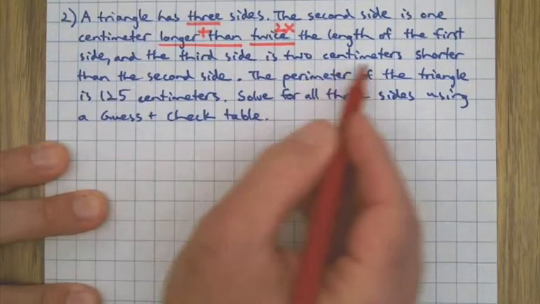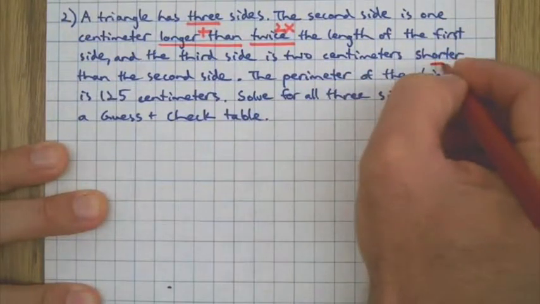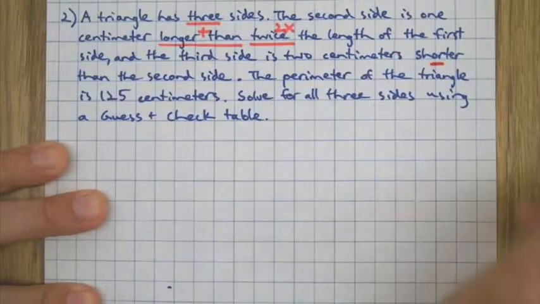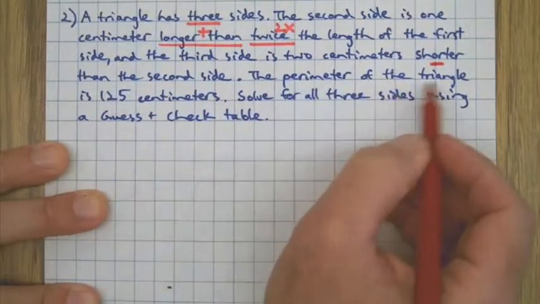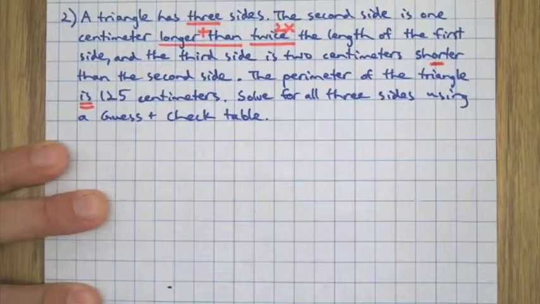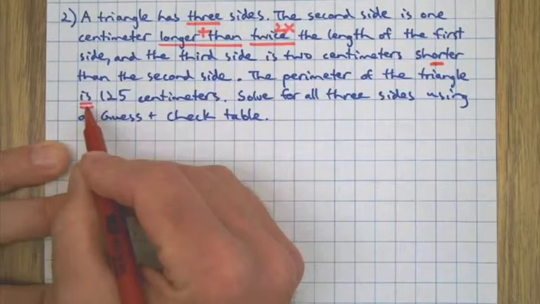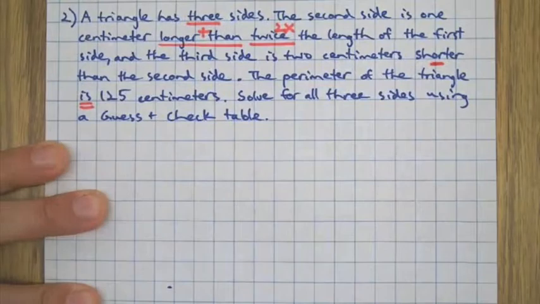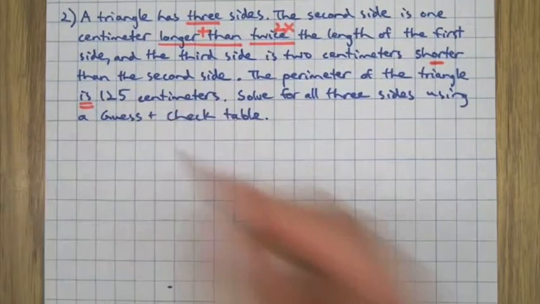Third side is 2 centimeters shorter. Shorter means subtraction. Perimeter of the triangle is, means equal sign. That means the three sides added together equals 125. Okay, so what do we need to guess here?